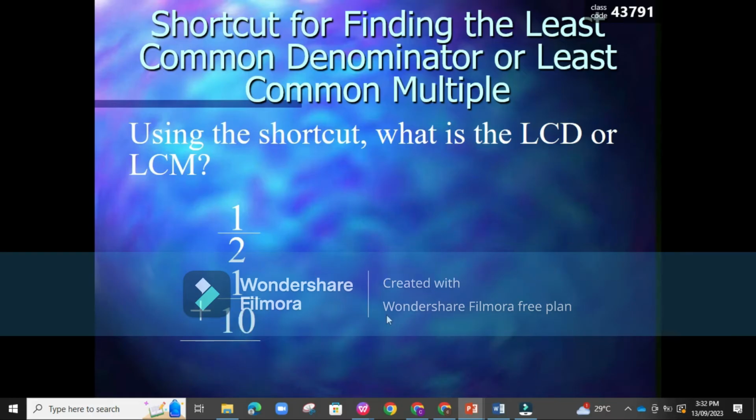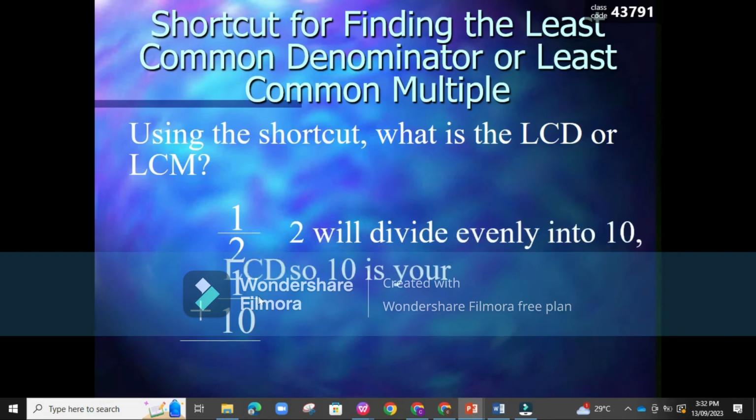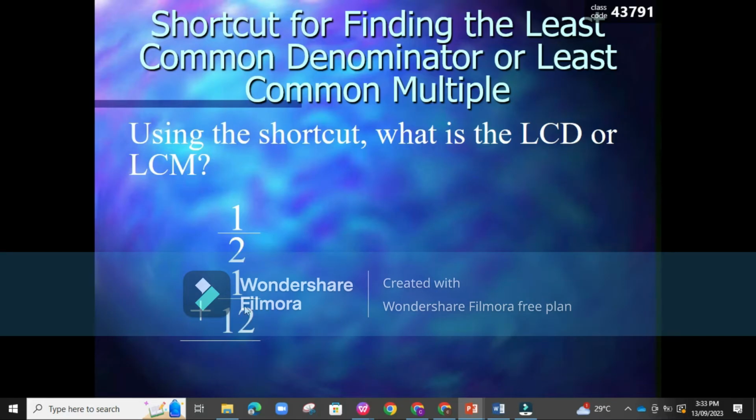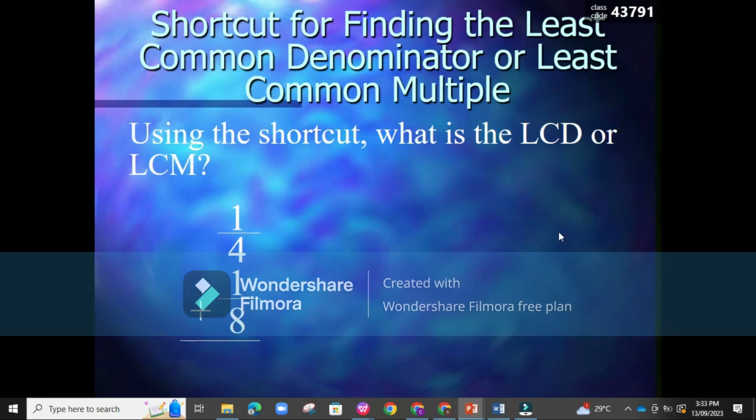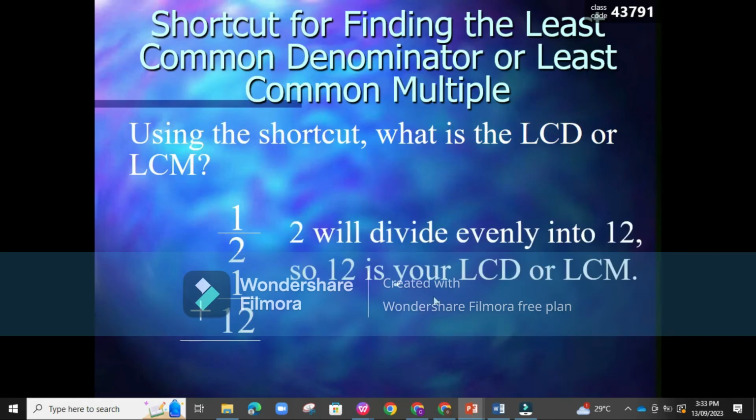Okay, next. 1/2 plus 1 over 10. Okay, using the shortcut, 2 will divide evenly into 10. Because 10 divided by 2 gives us exactly 5. So 10 is our LCD or LCM. Okay. How about 1 over 2 and 1 over 12? Since 2 will divide evenly into 12, 12 is your LCD or LCM. Because 12 divided by 2 is exactly 6.